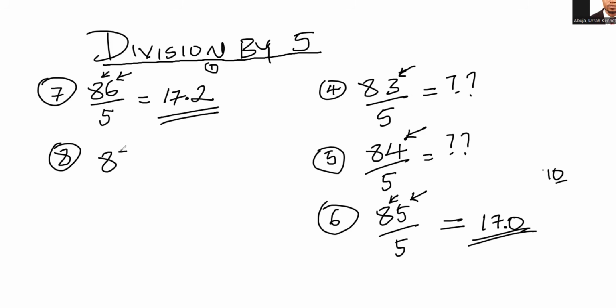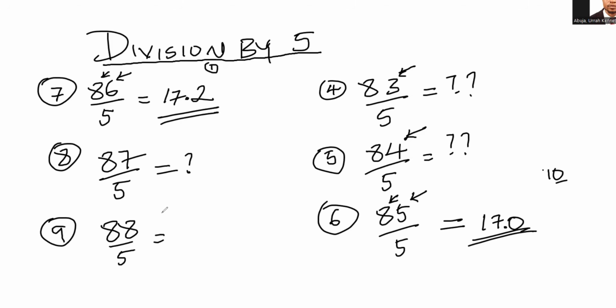Number 8 is 87 divided by 5. So I need you to do this also on your own. Now, number 9. Number 9 is 88 divided by 5.